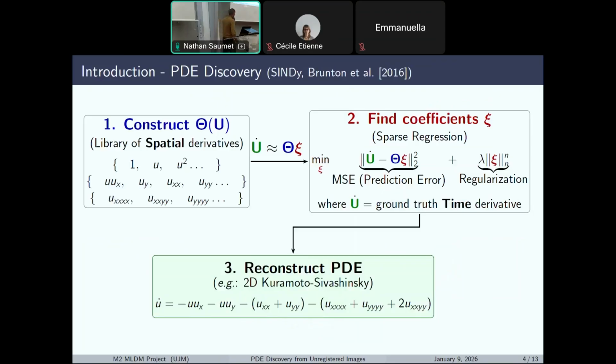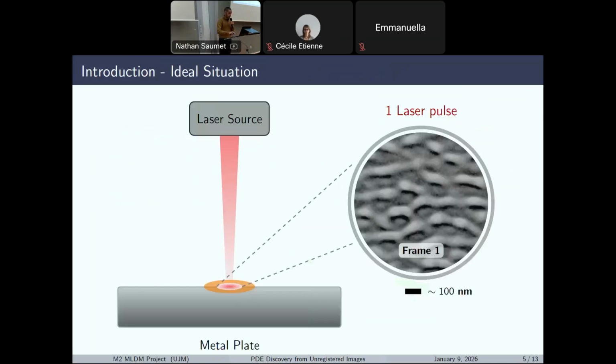So some related work and existing methods for PDE discovery is, for example, SINDy, where first you have to construct a library of spatial derivatives. And then as your time derivatives can be approximated by a linear combination of spatial derivatives and some coefficients, you can perform a regression on these coefficients in order to find them and reconstruct your PDE directly from the data.